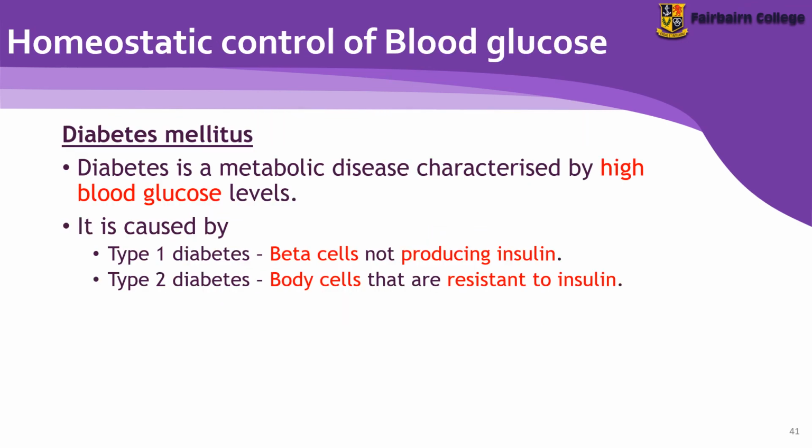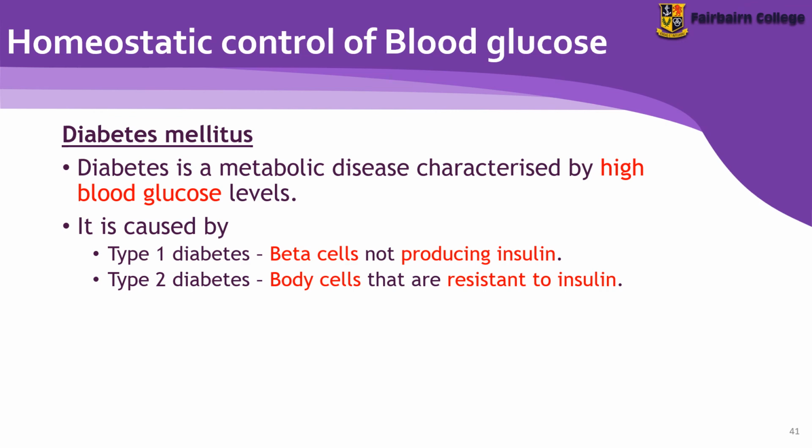So what happens if homeostasis of blood glucose levels cannot be achieved? Well, this oftentimes results in a condition called diabetes mellitus. You might have heard about diabetes before, as it is a very prevalent disease in our society today. Diabetes is a metabolic disease characterized by a chronic high blood glucose level. There are two types of diabetes.